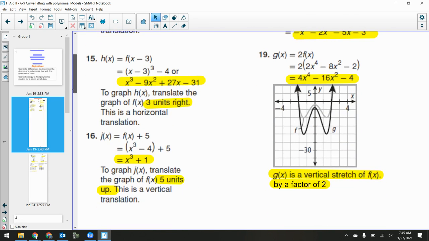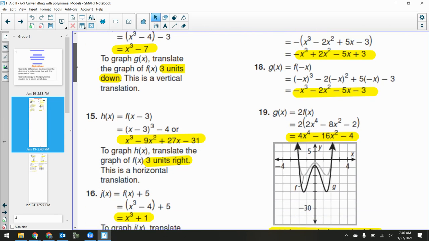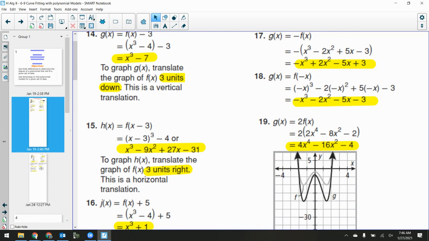Here's 16. Let me scroll down and see 16 real quick. Looks like that one is an up 5. So you take x to the third minus 4 and then just plus 5. So it should look like x to the third plus 1 at the end. Okay. And then scrolling up there to see 17, 18, and 19. See if we can get it almost all on the same page.